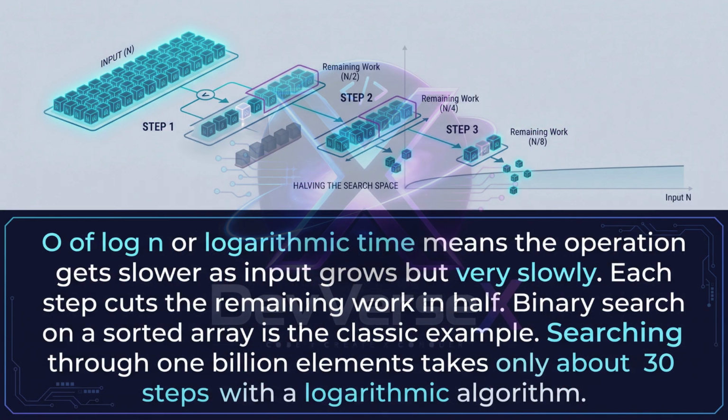O(log n), or logarithmic time, means the operation gets slower as input grows, but very slowly. Each step cuts the remaining work in half. Binary search on a sorted array is the classic example. Searching through 1 billion elements takes only about 30 steps with a logarithmic algorithm.